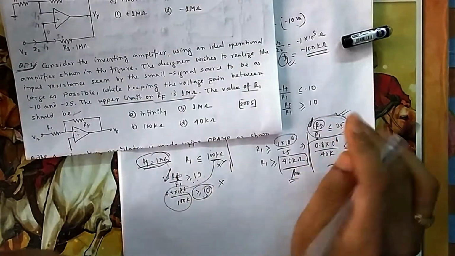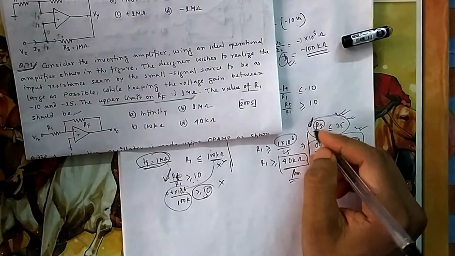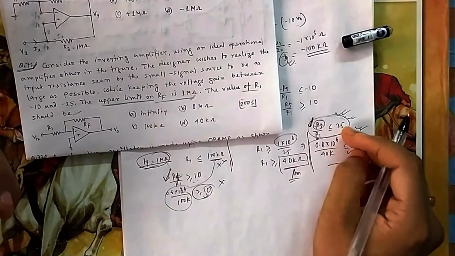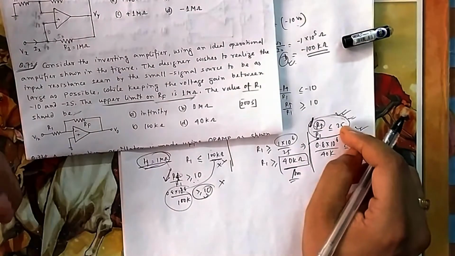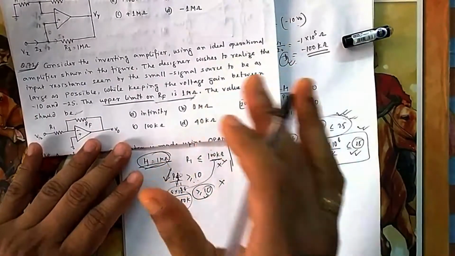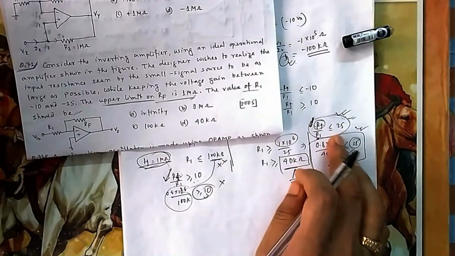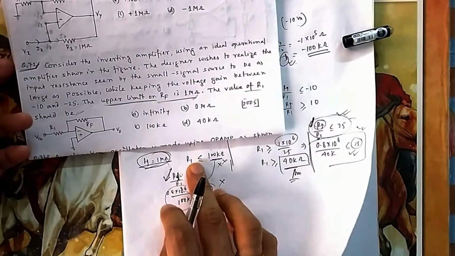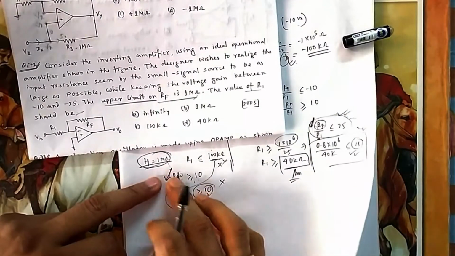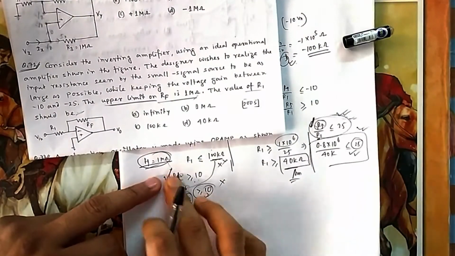This inequality will hold true if RF goes down, because then the value will go down. Then there is no problem if values go down. It can go below 25, there is no problem here. But here, if you give 100, then if your RF goes down, then this inequality doesn't hold.